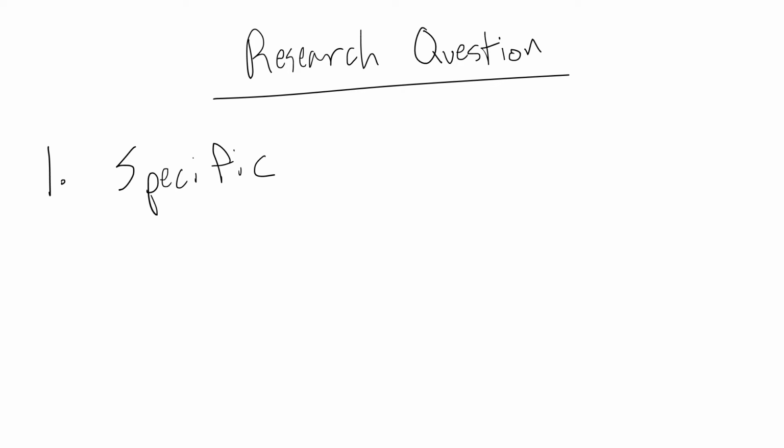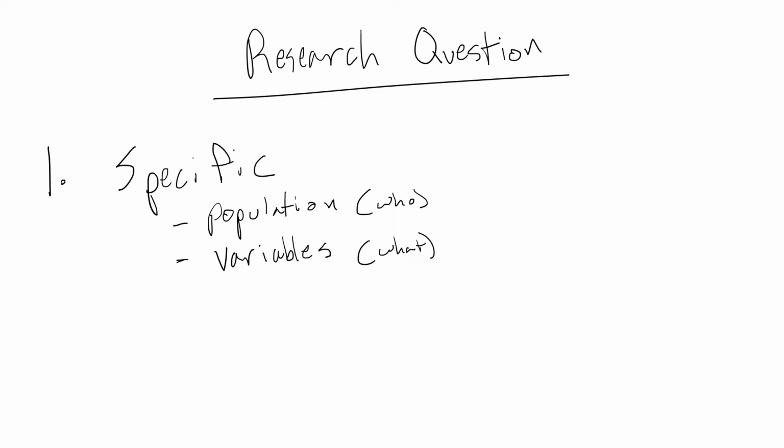First, the research question needs to be specific. It generally needs to be specific enough that you can attempt to answer the question with a single research study. A specific research question clearly defines the research population and the variables being studied. These variables are often a dependent or outcome variable and an independent or exposure variable.